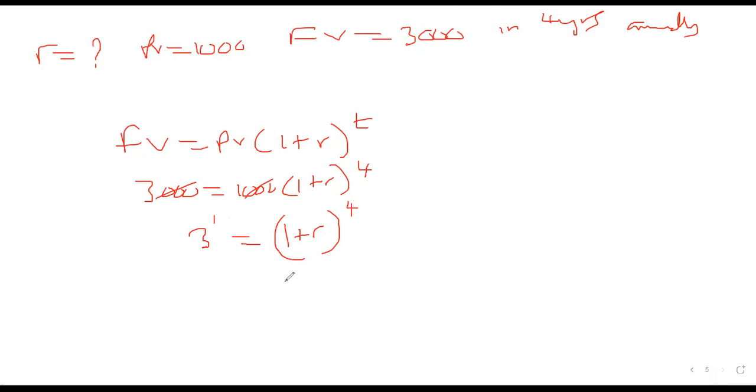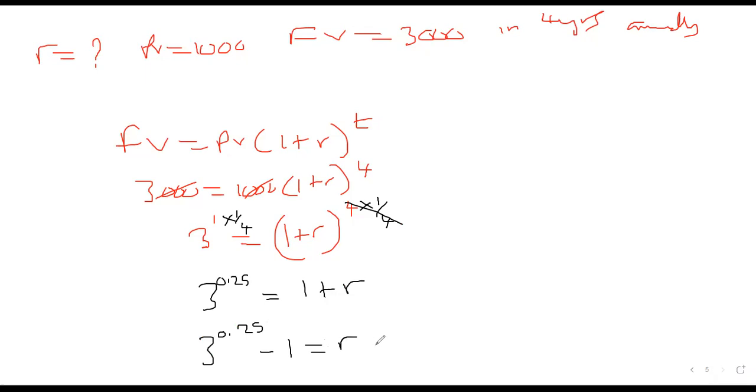Now here, you must always know that there's an invisible one. So to get rid of this 4, we find the reciprocal, or we get the 4th root. But it's easier like this. So this cancels. This would be 3 to the power 0.25. That gives us 1 plus r. That is the only way we could work on the r. So 3 to the power 0.25, you subtract 1 to give you your interest rate.